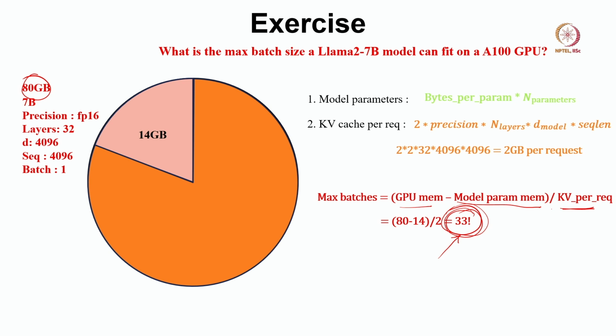Now again, another catch here is we just assumed that the entire KV cache for all the requests can be packed in this 66 GB of memory, right? We just said that 14 GB is required by the weights, and the remaining 66 GB is available for the KV cache, and we also assumed that we can pack the KV cache of all the 33 requests in that 66 GB.